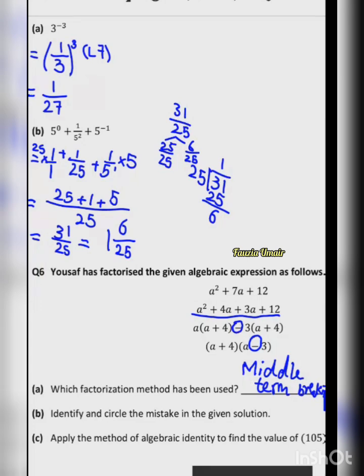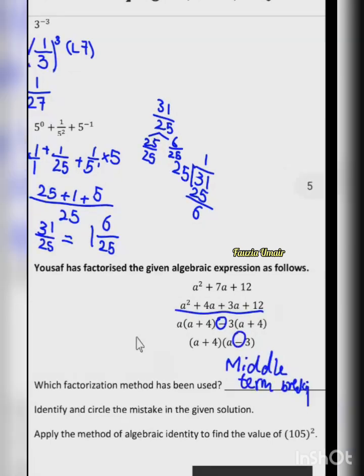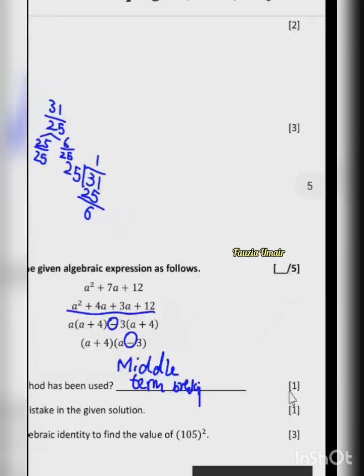So please circle the mistake exactly on the position where the mistake is. Let's see how many marks these questions were having. Both are having 1 mark. 1 mark for writing the name and 1 mark for identifying the mistake.